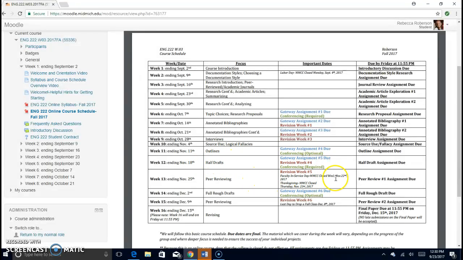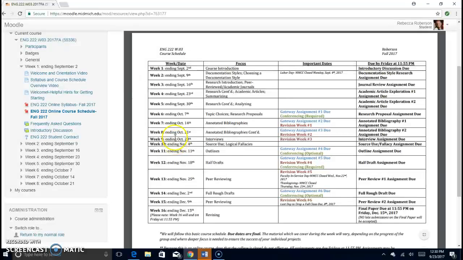During week 13, you will peer review. And remember, peer reviewing is required in this course. We'll talk about how that works. You are graded on your peer reviews. Week 14, you'll submit a full rough draft. I will give you a mock-up grade on your full rough draft so you have an idea of how you're going to do on your final paper. During week 15, you'll peer review again and submit a second peer review assignment. And then during week 16, your final paper is due.